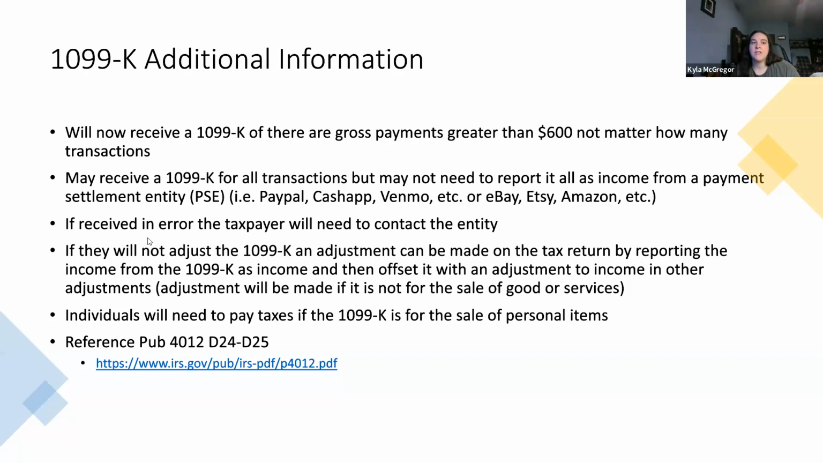In general, if they think that it's not right, we need to have them contact whatever company they got it from to see if they can get it fixed. That's the first thing we need to try to have them do. If they can't get it fixed, there is an adjustment. I'll show you the 4012 guide too. It has an example in there. You can do an adjustment where you report whatever's on the 1099-K as other income on the other income line, and then you can do an adjustment to income for the amount that shouldn't be there.